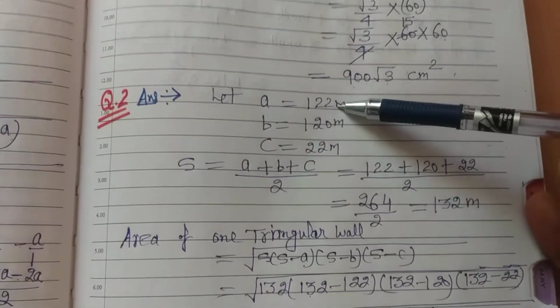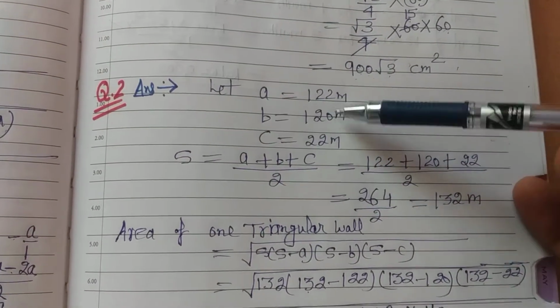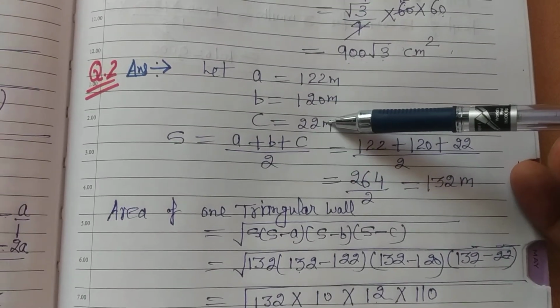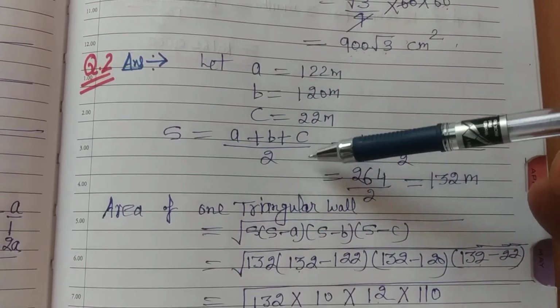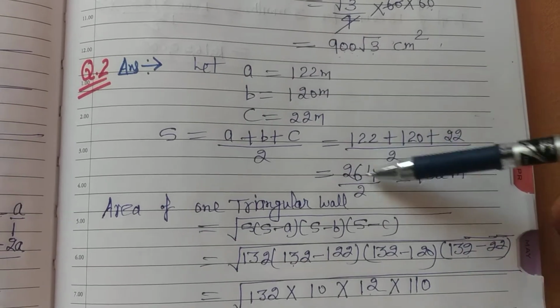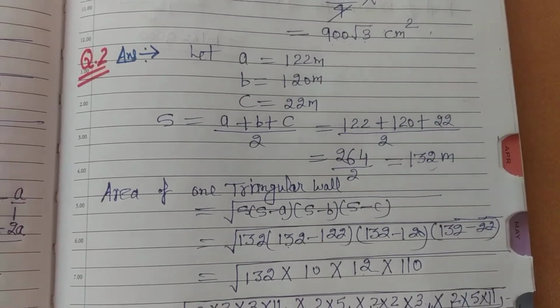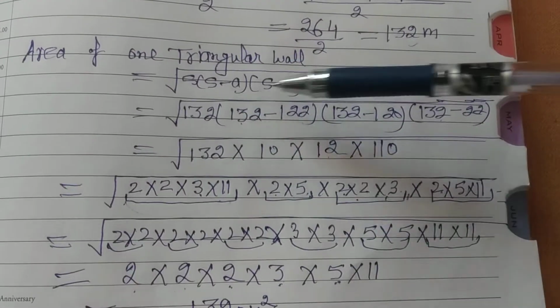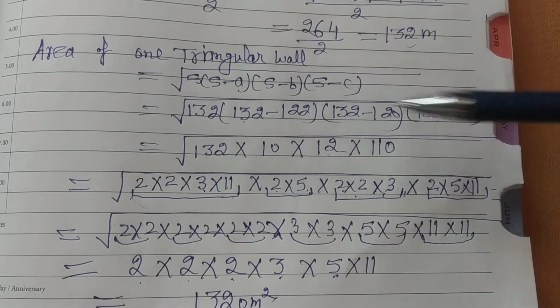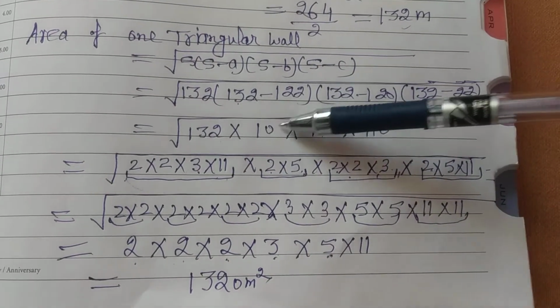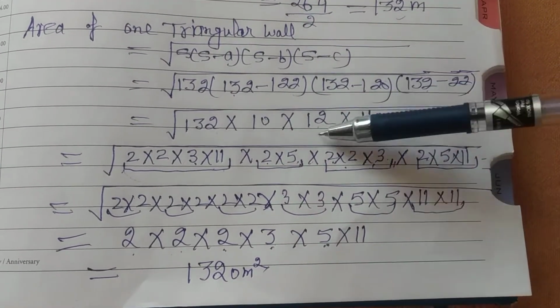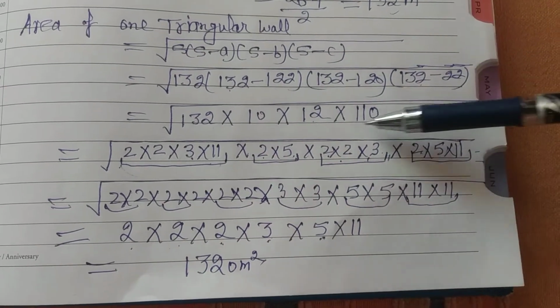Let us say that the first side A is 122, it is given to you. B is 120 and C is 22 meter. S is equal to A plus B plus C divided by 2. So the semi perimeter is 132. Now the area of triangle is the root of S into S minus A, S minus B, S minus C. 132 minus 122 is 10, 132 minus 120 is 12, 132 minus 22 is 110.